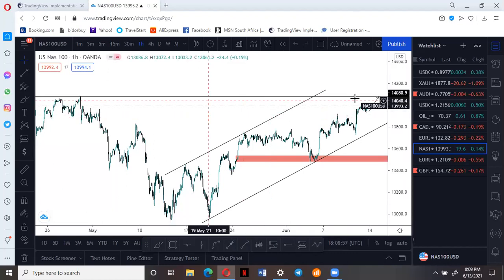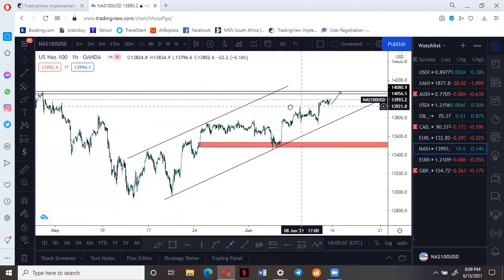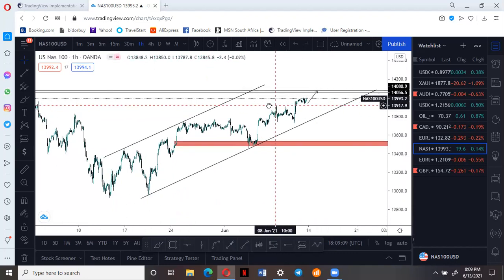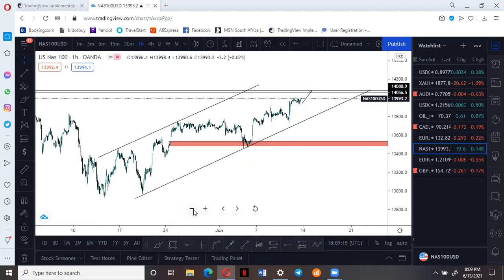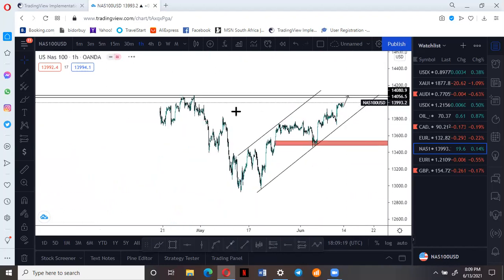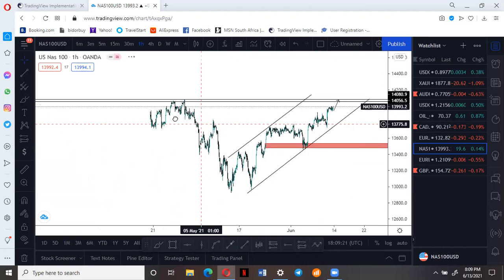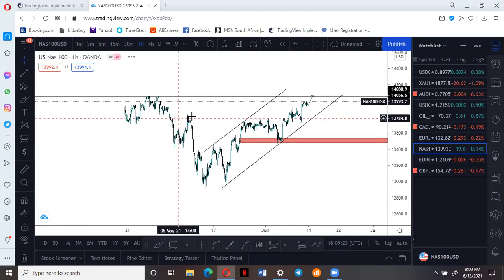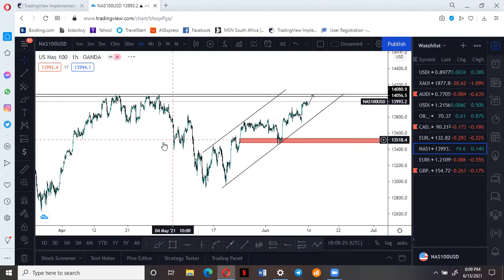Yo, so on the chart of Nasdaq or US100, we are looking at major levels, which play a big part in terms of direction. If you can check, I've already made the analysis here.